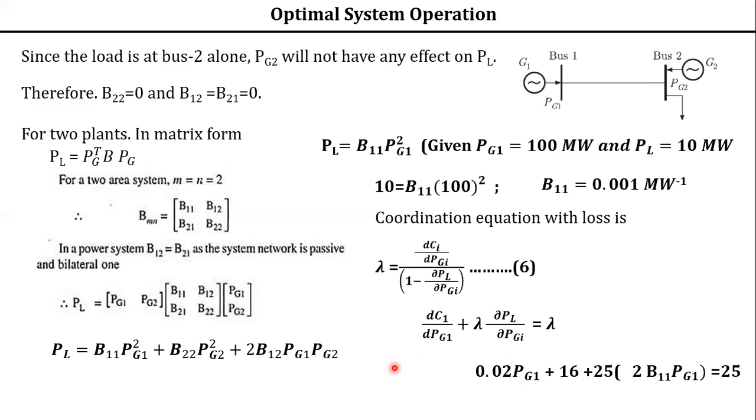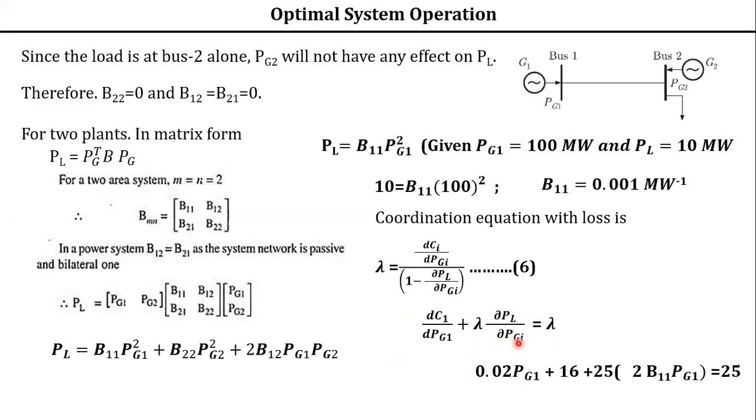In the problem it has been given. For plant 1, the incremental fuel cost equation is 0.02 PG1 plus 16. This is your dC1 by dPG1, plus lambda. Lambda has been given as 25 in the problem. Hope you understood this one.